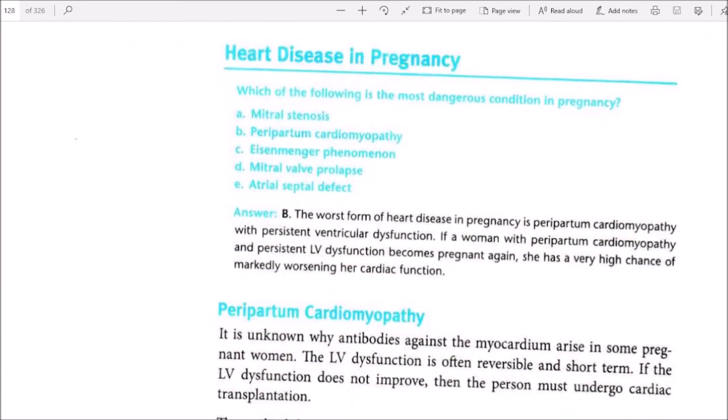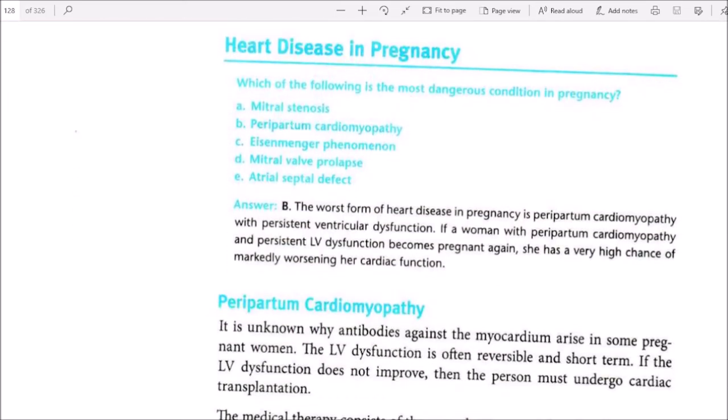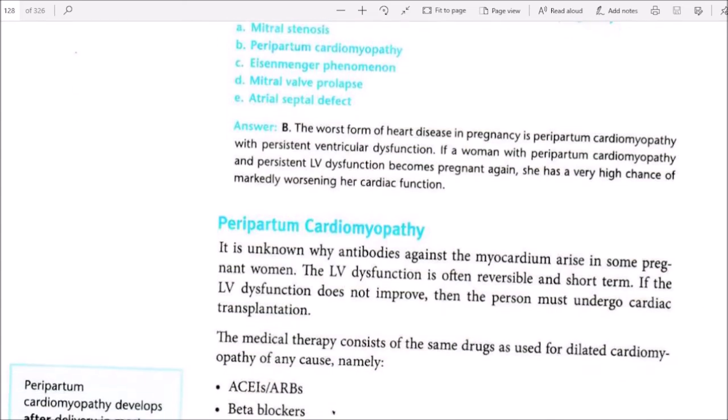Heart disease in pregnancy. Which of the following is the most dangerous condition in pregnancy? B. Peripartum cardiomyopathy. The worst form of heart disease in pregnancy is peripartum cardiomyopathy with persistent ventricular dysfunction. If a woman with peripartum cardiomyopathy and persistent left ventricular dysfunction becomes pregnant again, she has a very high chance of markedly worsening her cardiac function.